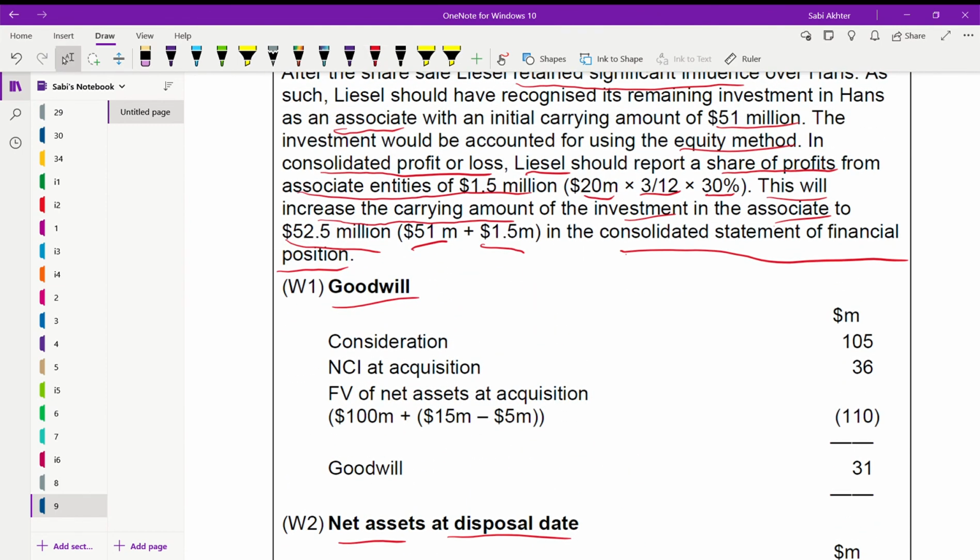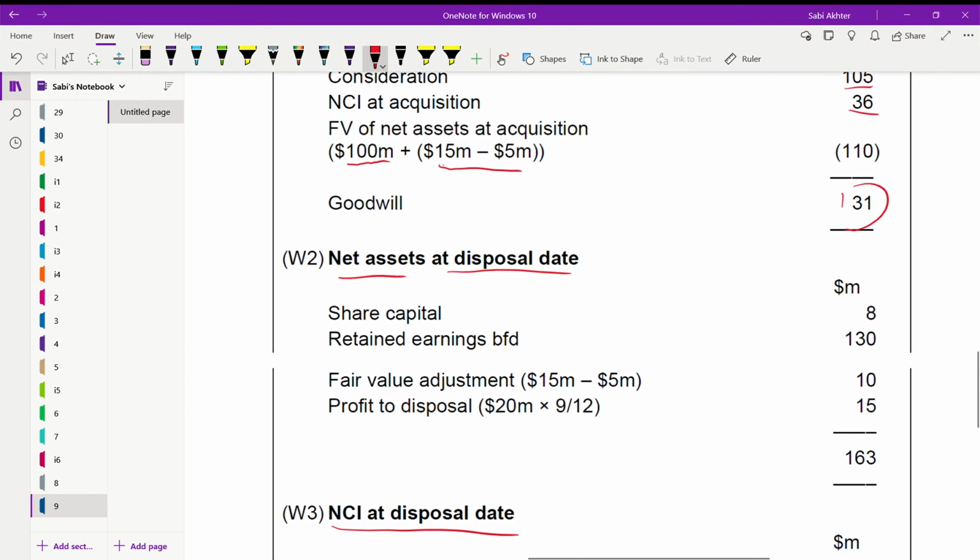For goodwill, consideration when we first purchased it at 70%, what is the consideration, and NCI at fair value is given, and net asset. So you take the fair value of net asset. Remember it was 100, but there was a change in non-depreciable land: the cost was 5, carrying amount was 5, fair value was 15. So that increase, 15 minus 5, you have to take. Finally, the goodwill.